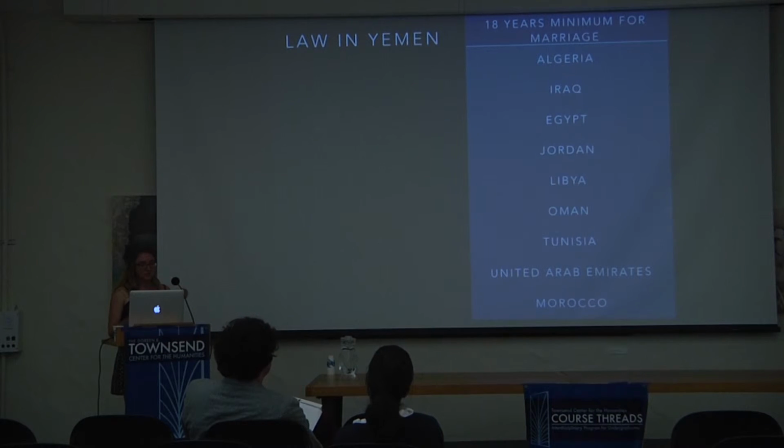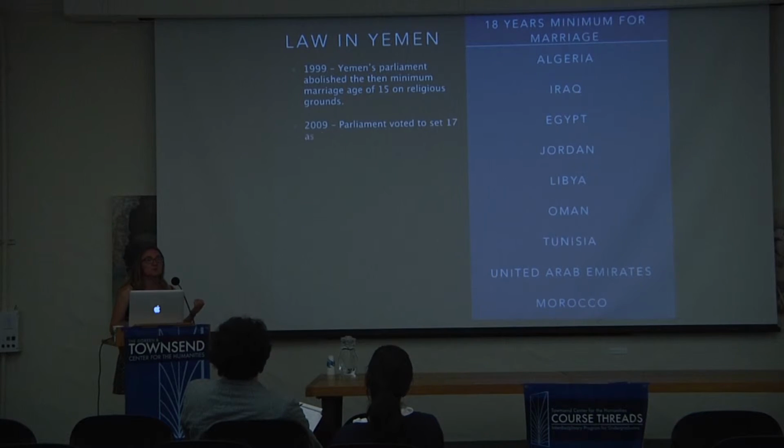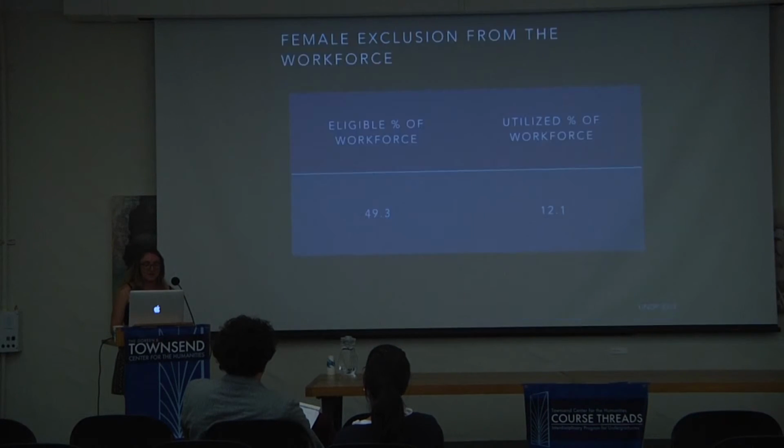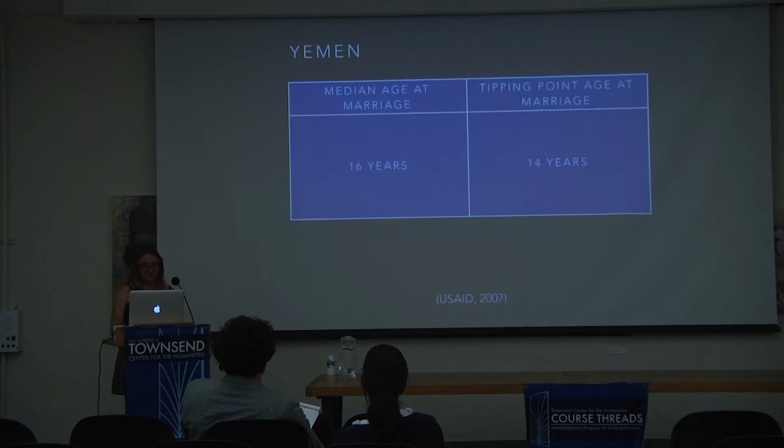So we could also look at it in terms of law. It's not a given that a Muslim country would have a law that wouldn't have punishments for child marriage, because in Algeria, Iraq, Egypt, Jordan, Libya, Oman, Tunisia, United Arab Emirates, and Morocco, there is a minimum age. So you have to be 18 to marry. In Yemen, marital rape is not a crime. It is illegal for a husband to have sex with his bride until she has reached puberty. But what does that mean if we look at the law and there's no punishment for that? It doesn't matter at all. So looking at it from a law perspective, I would say perhaps a little bit not there. I'm going to skip through this a little bit because we don't have a lot of time.